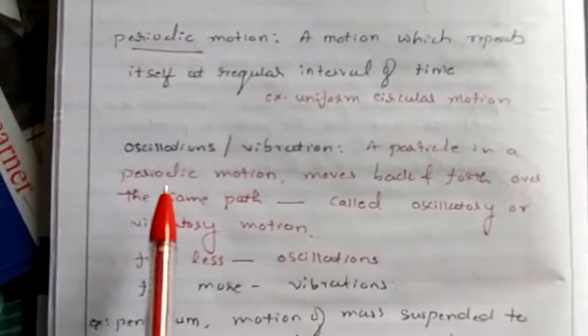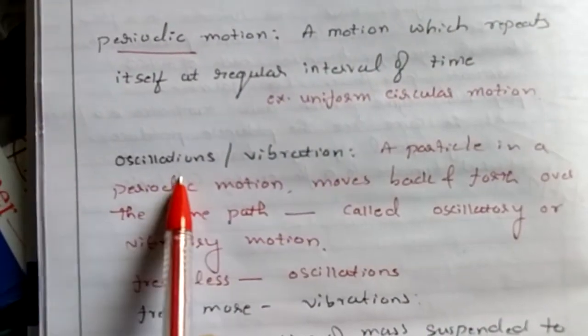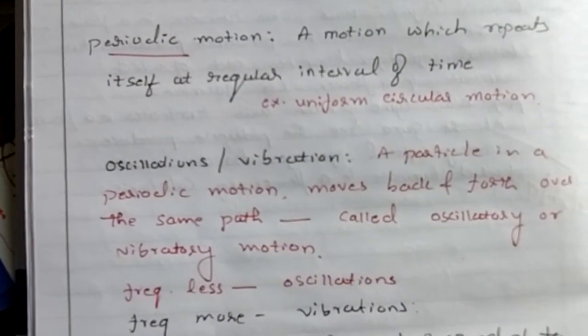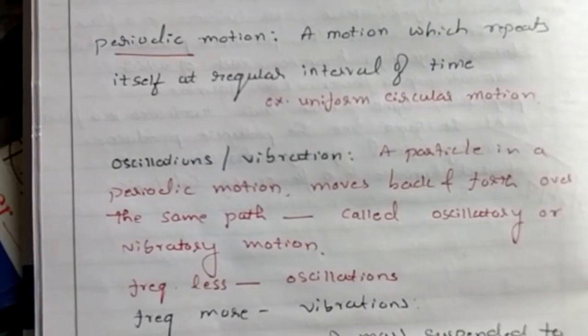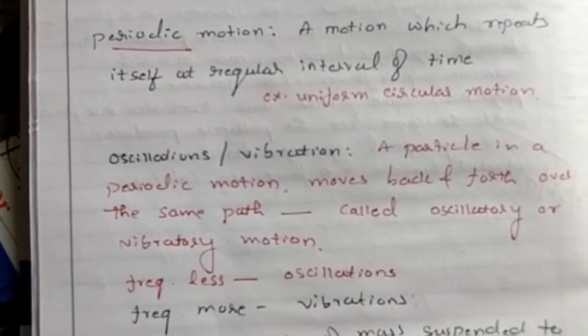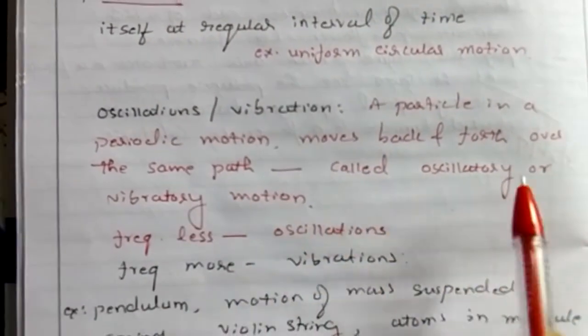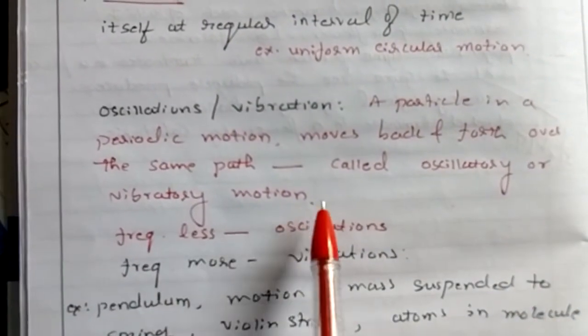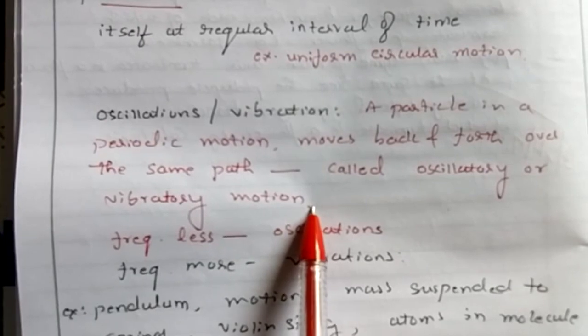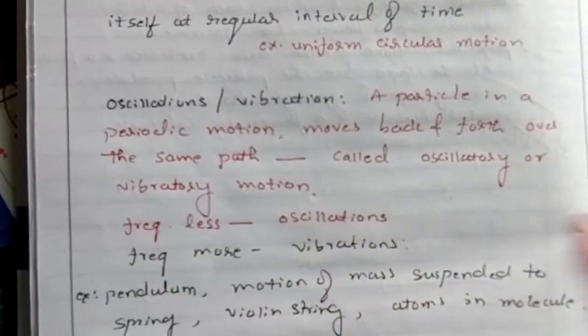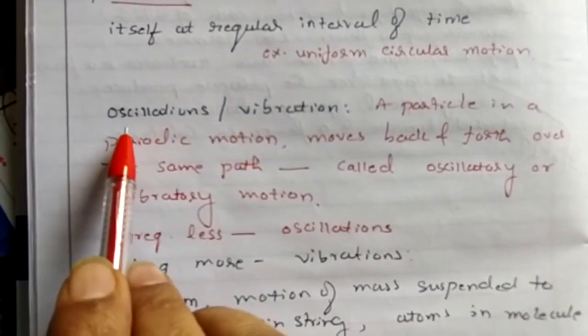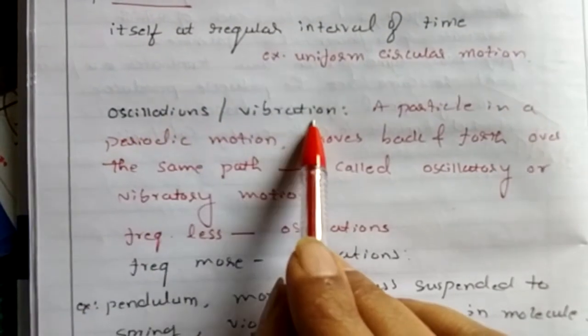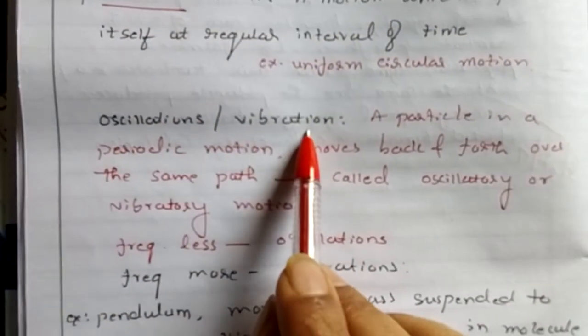Next comes oscillations and vibration. What is oscillation and vibration? If a particle in a periodic motion moves back and forth over the same path, then it is called oscillatory or vibratory motion. For example, a simple pendulum: the pendulum bob moves back and forth on the same path. Such motions are called oscillations or vibrations.